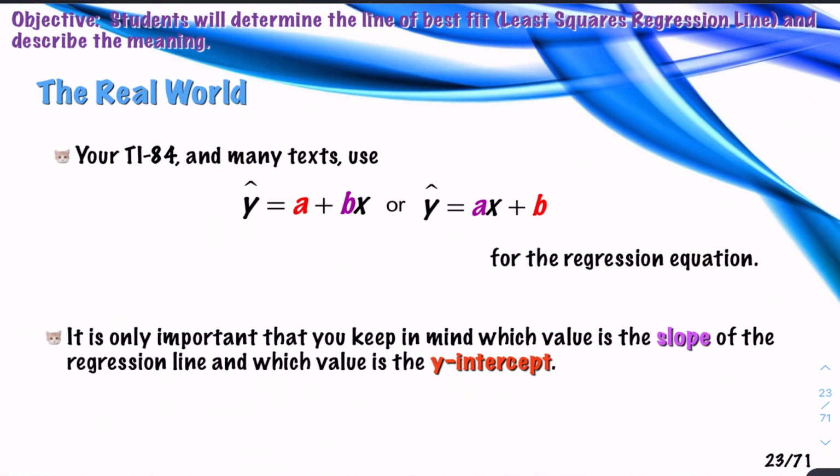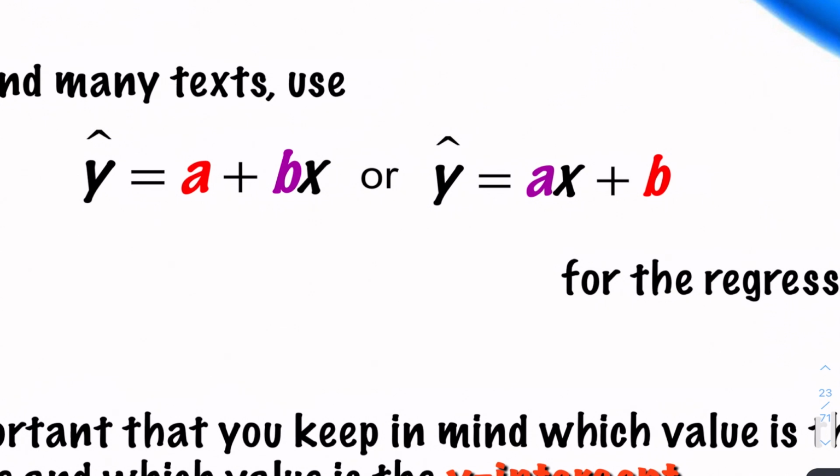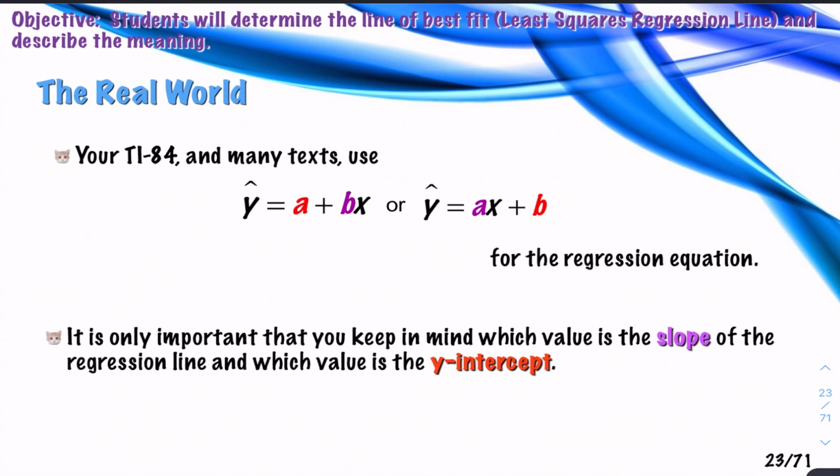In the real world, your TI and many textbooks use either y hat equals a plus bx or y hat equals ax plus b for the regression equation. It's only important that you keep in mind which value is the slope of the regression line and which value is the y-intercept. You can use whatever you want, that's fine. I'm going to use this notation to keep it straightforward, b sub 0 and b1, or b naught and b1.